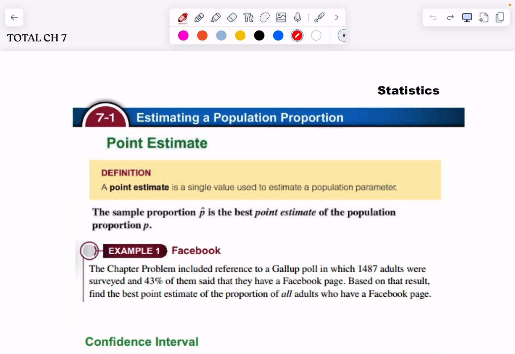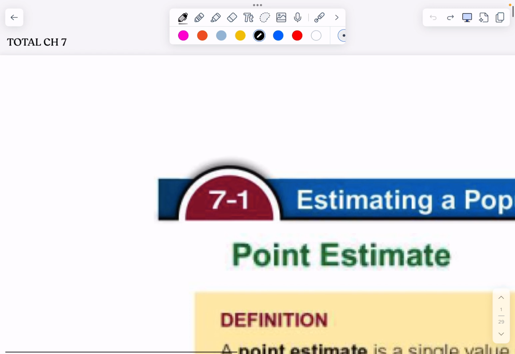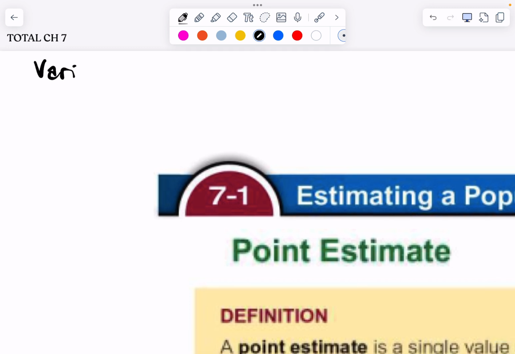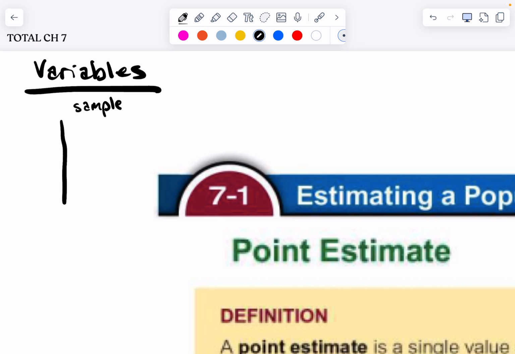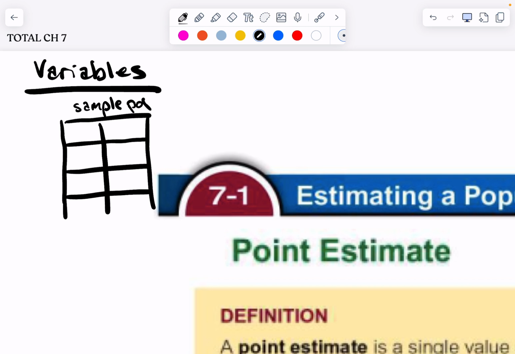First thing I want to talk about is variables, like what we call things. I'm going to make a little table-ish thing, for sample and population. I don't know how many rows I'm going to make, but we'll just do it like this. This one's sample, this one's population. Those are my two columns. Let's talk about the variables that we use.